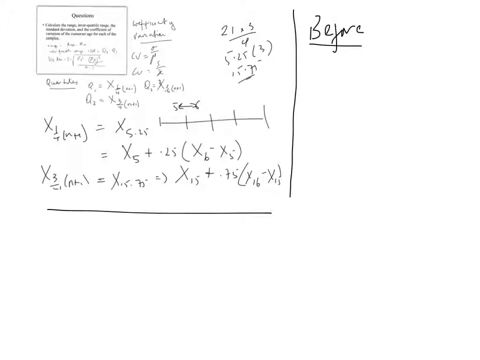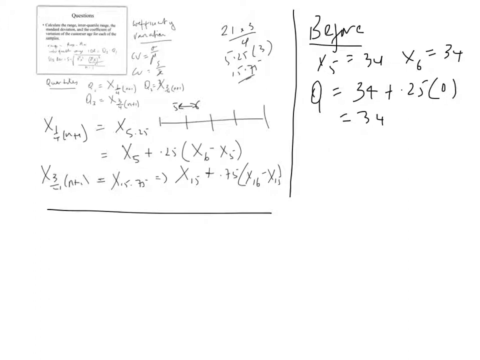So the 5th value, x5, from the data turns out to be 34, and x6 turns out to be 34. But guess what? There's no distance between them, and so taking a quarter of 0 doesn't give you anything. So Q1 is 34 plus 0.25 of 0, the difference between x6 and x5. So, of course, that is 34. Q1 is 34.